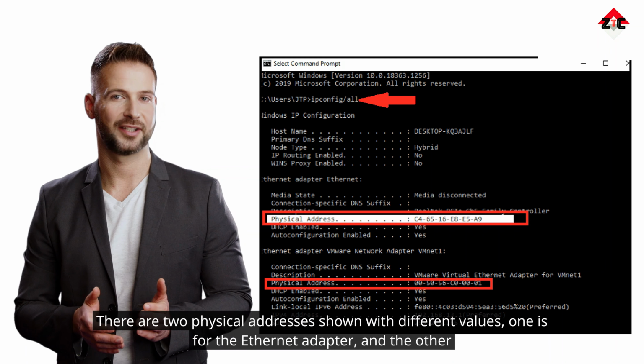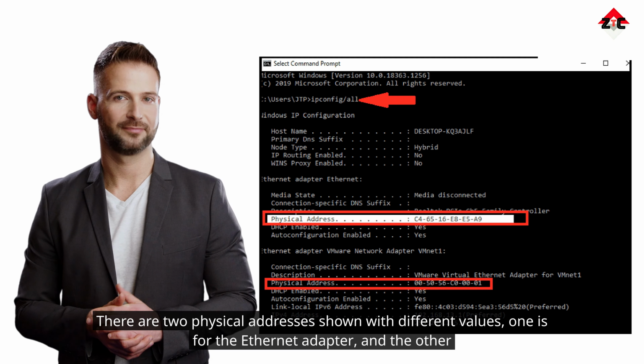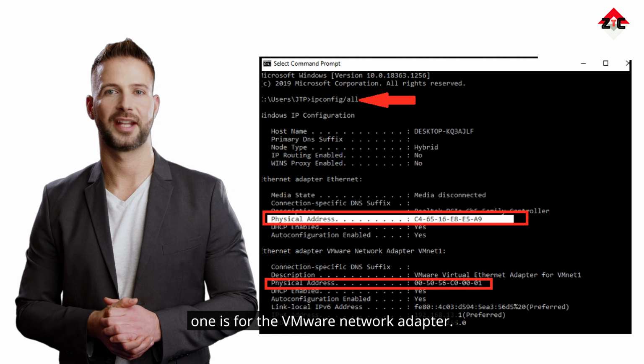There are two physical addresses shown with different values. One is for the Ethernet adapter, and the other one is for the VMware network adapter.